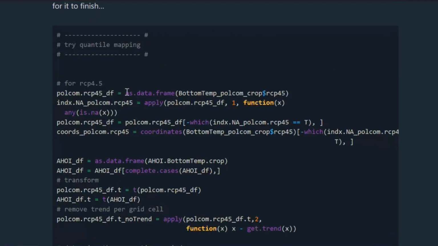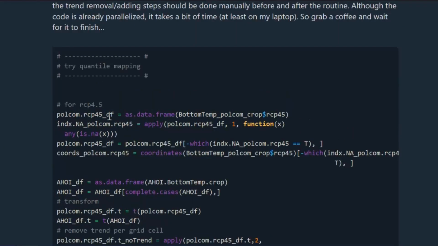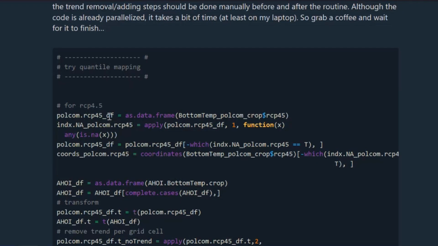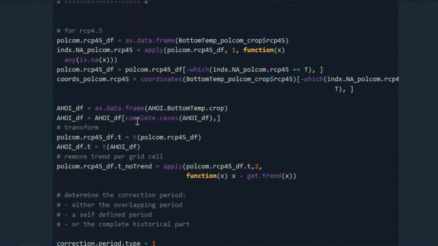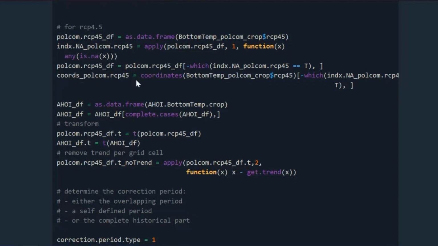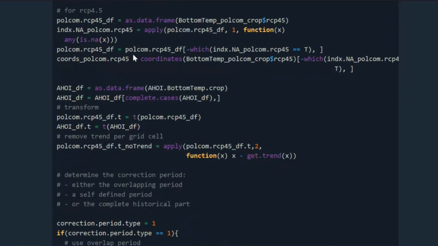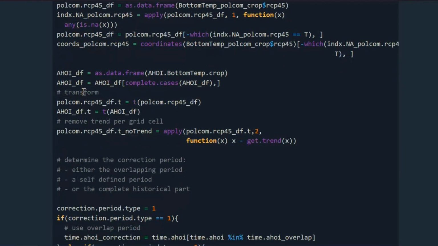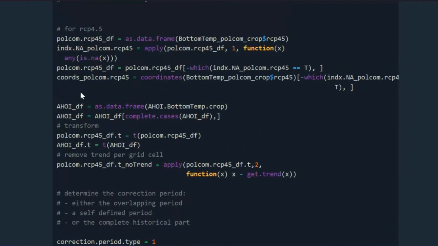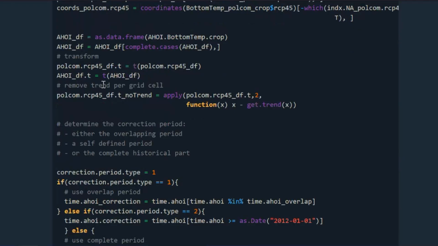So here I convert the spatial data, the raster file, to a data frame and remove all the grid points that lie over land. And then I get the coordinates from my raster file for putting the raster back together later on. That's why I do this procedure. I do it for the Ahoy data and the Polcom's AirSam for RCP 4.5.